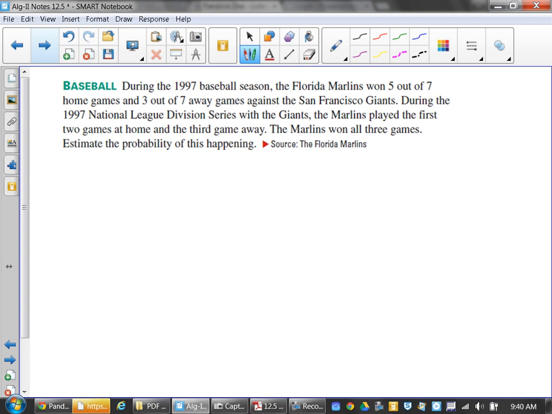There are a lot of numbers. 5, 7, 3, 7. Okay, hold on, what are you getting? Would you just times them together? Think about what's going on here. We're trying to win 3 games in a row, 2 of them at home, 1 away. Get 2 home, 1 away.